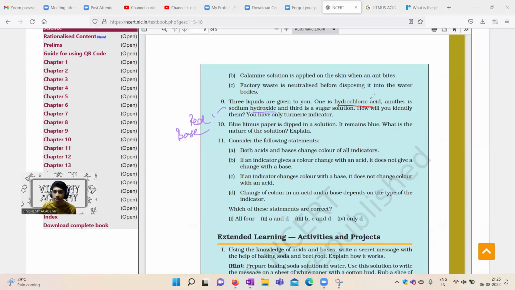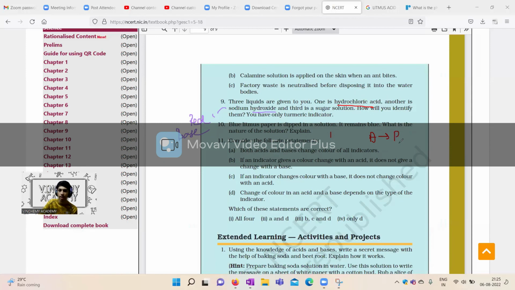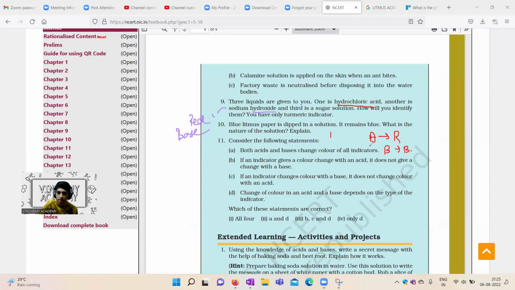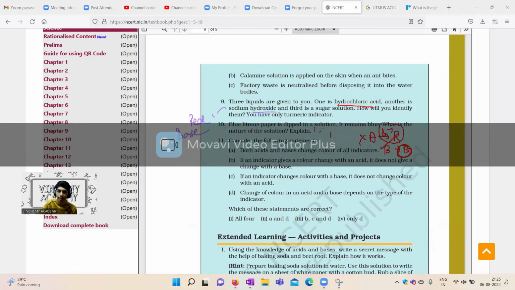Blue litmus dipped in the solution remains blue. What's the nature of the solution? As I told you, acid changes blue litmus to red, and bases change red litmus to blue. Here the blue litmus is dipped in different solutions and it's remaining blue. It's not changing to red. So it's not an acid, it's a base.